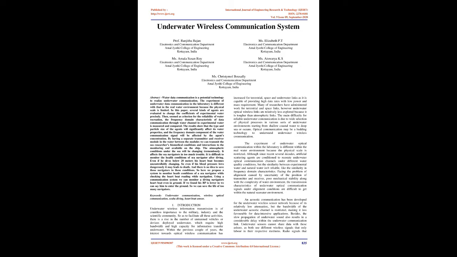The experiment of underwater optical communication in the laboratory is different from the real water environment because the physical scale is restricted. Although in recent decades artificial scattering agents have been used to recreate underwater optical communication channels under different water quality conditions, the similarity between experimental water and natural water isn't reliable, such as the similarity in frequency domain characteristics. Facing the problem of alignment caused by uncertainty of the position of transmitter and receiver, poor mechanical stability along with the complexity of the water environment, the transmission characteristics of underwater optical communication signals under alignment conditions are difficult to get in the natural seawater environment.